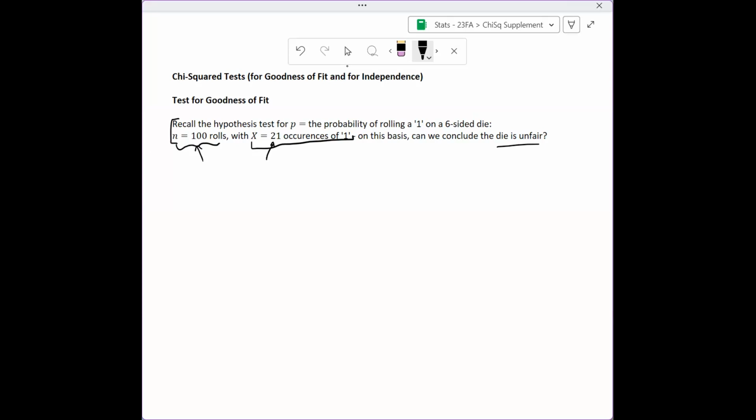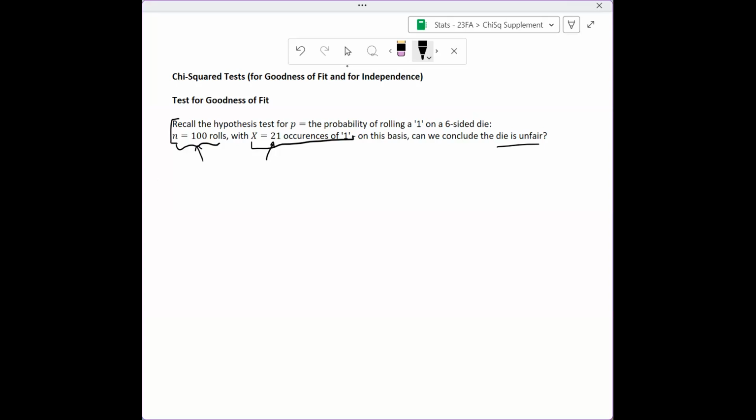21 ones is a little higher than we'd expect. We might expect something like 16 or 17. We get 21. That's a little higher than we'd expect, but is that so much higher that we don't think it happened by chance, just by sampling error, and that there's some underlying problem we want to investigate further? Or is it close enough that it could reasonably have happened by sampling error?